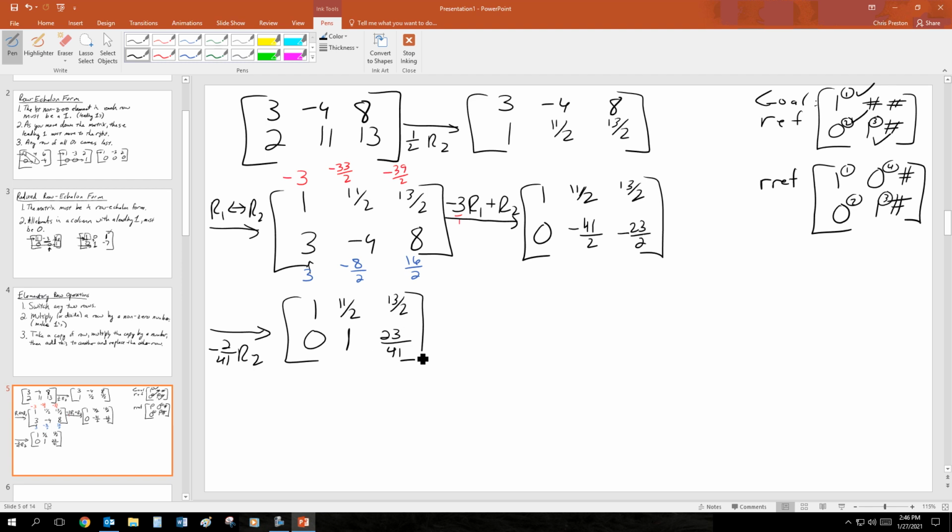And I want to put it in reduced row echelon form. So I'm going to go another step. And the other step I'm going to do is I'm going to try to make this 11 halves 0. And to make a 0, you always do it by adding. You add a copy of the other row, and specifically the row that has that leading 1 for that column. So I'm going to use this one to do it. So I'm going to take negative 11 halves times a copy of row 2 and add that to row 1.